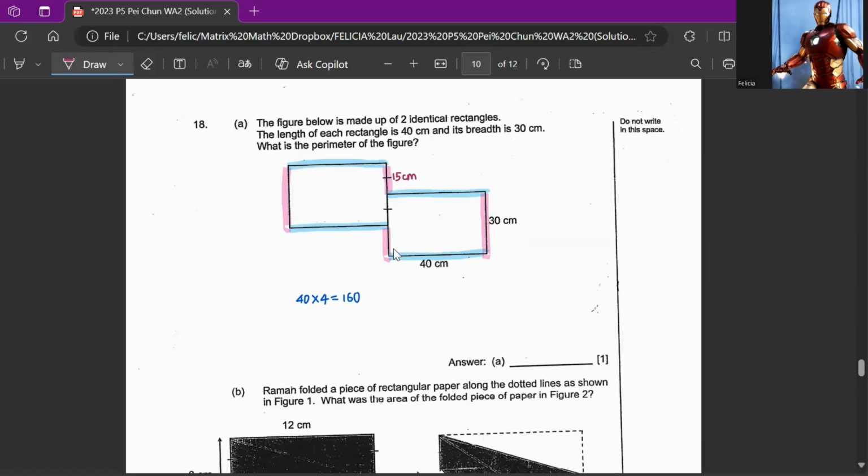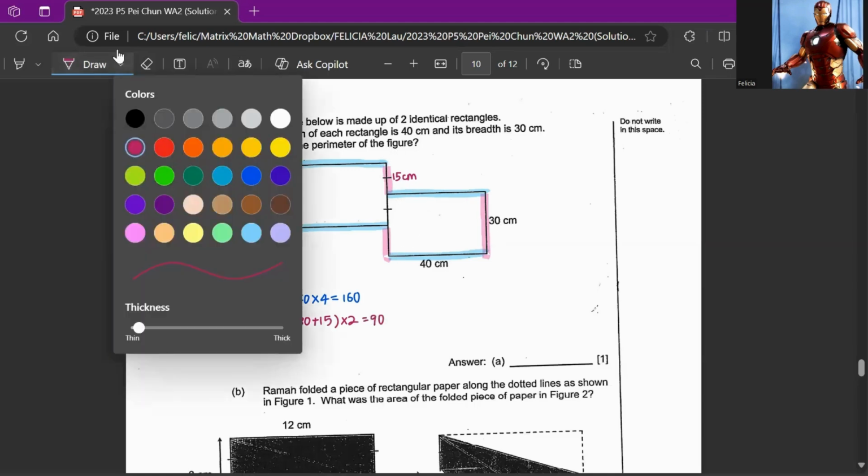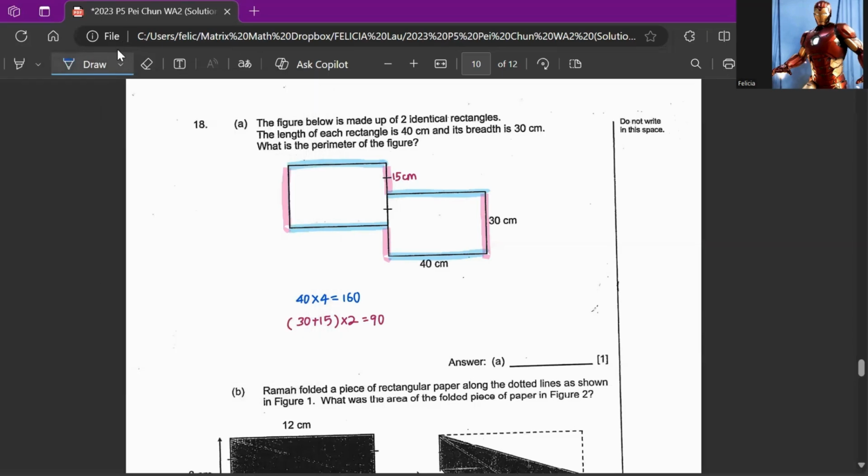So that means 30 plus 15. Together, you can times 2 because there will be another set of 15 and 30 here also, the left side and right hand side. So this will be 90. All right, and that's it. You can now add these two numbers together to find your perimeter. So 160 plus 90, and that works out to be 250 cm.